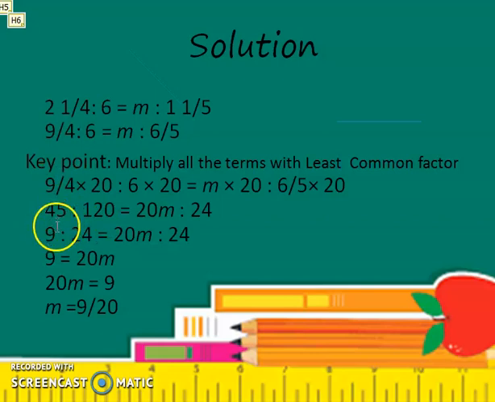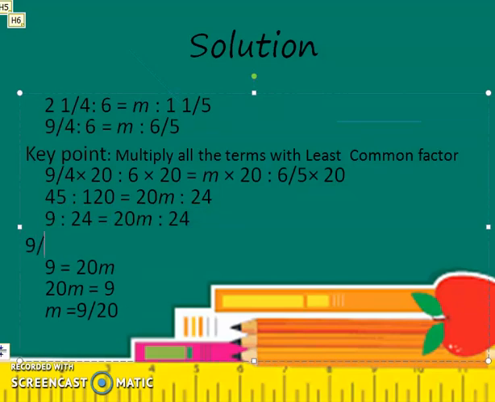45 divided by 5 gives me 9, and 120 divided by 5 gives me 24. Simple. 9 ratio 24. Now here I can write a step like 9 divided by 24 is equal to 20m divided by 24. Now the denominators are the same, so they can be cut. If the denominator is the same, I can remove them. The next step, simple: I have cut 24 with 24. I am left with 9 is equal to 20m.